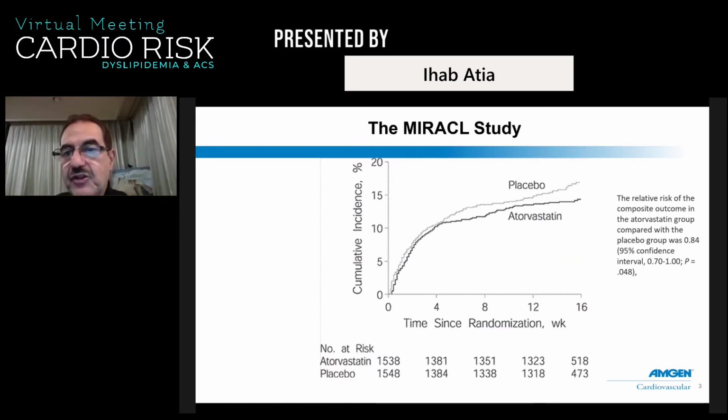This was one of the new things, and it stayed for a while, that only atorvastatin 80 was used initially. I remember the residents in the coronary care unit, they used to prescribe it immediately upon admission of patients with ACS without even going back to the attending physician.